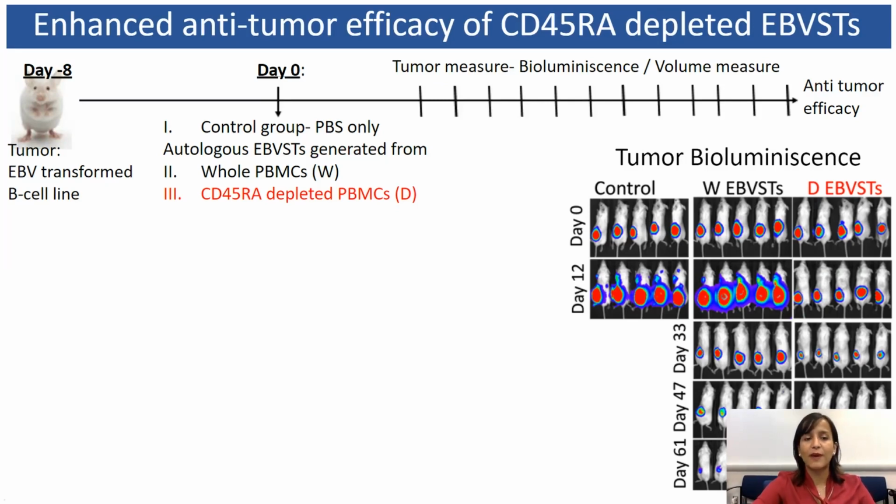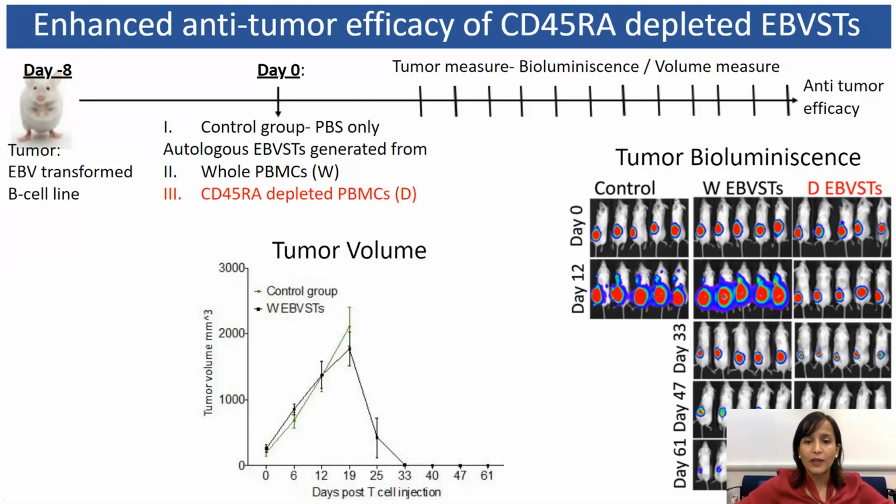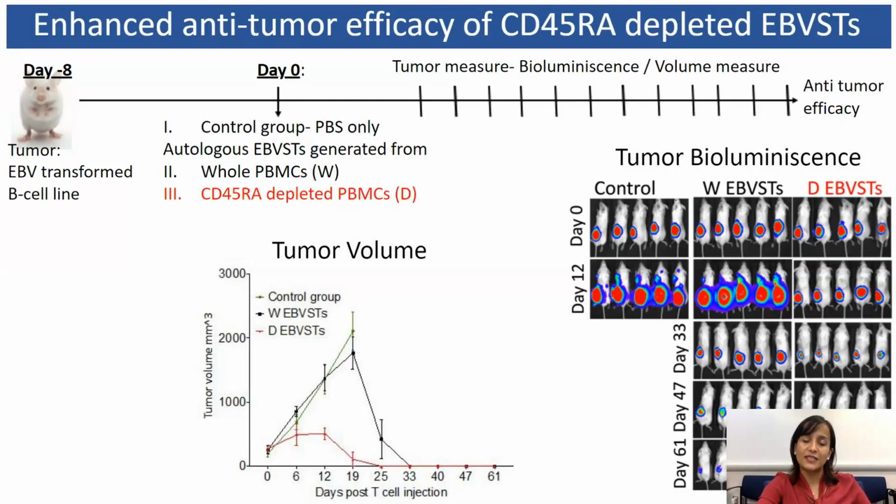And as you can see from this bioluminescence imaging, around day 12, when the whole EBV-specific T cells still demonstrate quite a bit of tumor, the mice receiving RA-depleted EBVSTs have heavily diminished bioluminescence. This also corroborates with our measuring of the tumor volume, as you can see here from this graph for whole EBV-specific T cells shown in black compared to control group in green. And the mice that received RA-depleted EBVSTs shown here in red do demonstrate that rapid control of the tumor that you cannot observe with whole EBV-specific T cells.